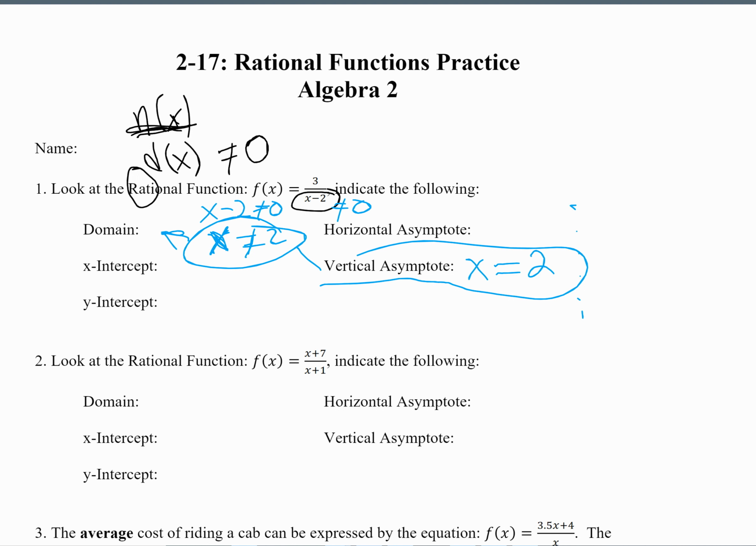X-intercept, now remember, that's just what? Y equals 0. That's the x-axis. Well, how do you get y equals 0 here? Well, with this one, you can't. The denominator can never get y equal to 0 because it's the numerator that matters. Well, 3 is not equal to 0, so you say there's no x-intercept. Y being, of course, the output.